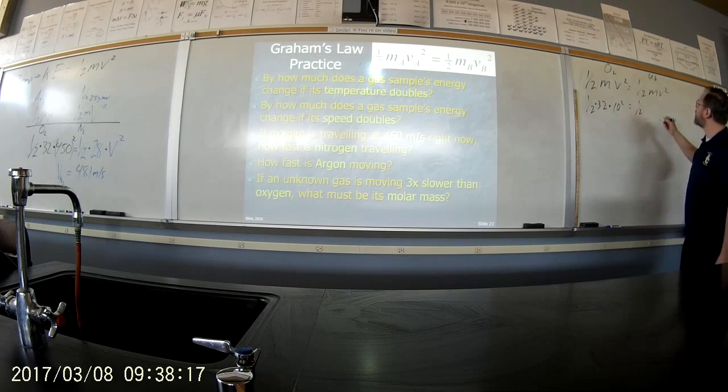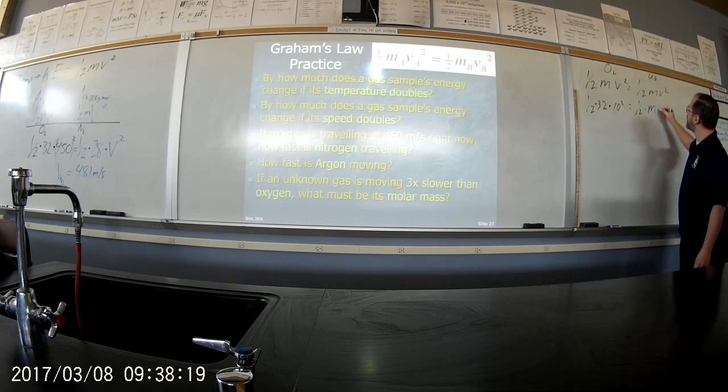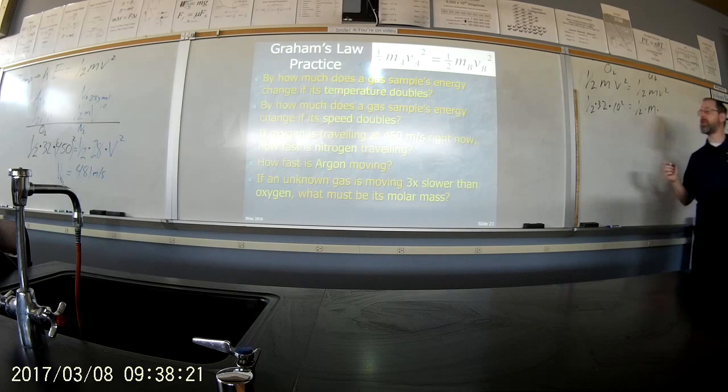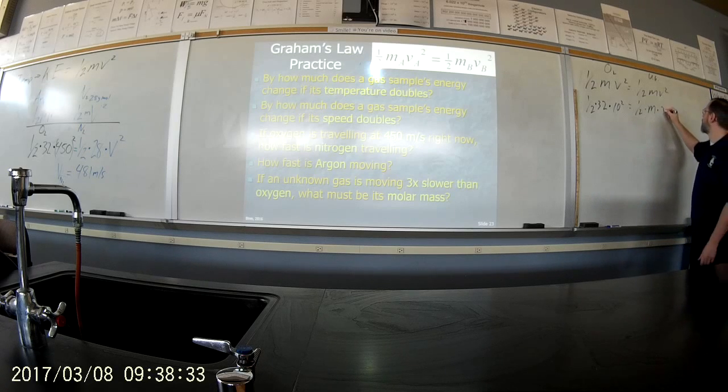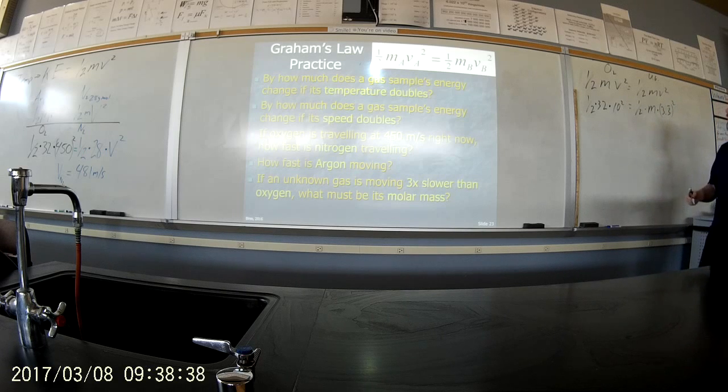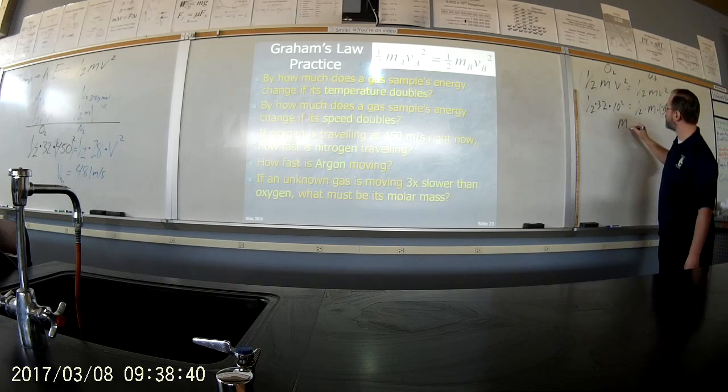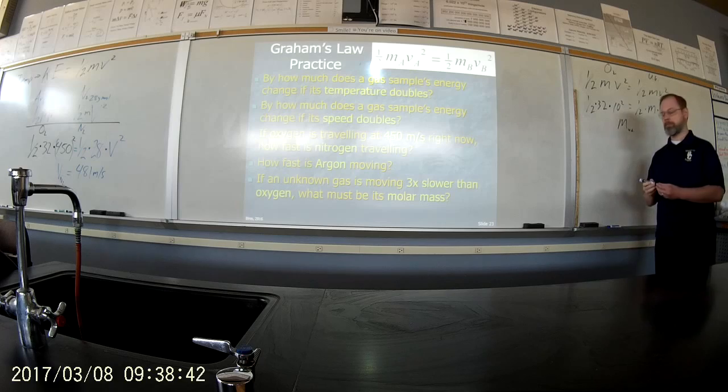Okay. So the unknown gas is what we're looking for. We want to know what it is. Now, if oxygen's moving at 10, how fast is the unknown gas moving? 3 times slower. So that's a bad number. So like 3.33333. Okay, 3.3 repeating for you math folks. Squared. Now you can solve for the mass of the unknown gas.